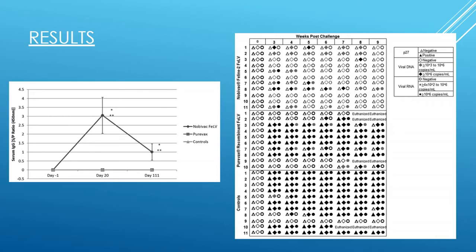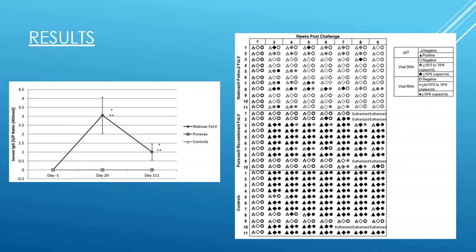The figure to the right shows the P27 antigen, proviral DNA, and the viral RNA results by weeks post-challenge. Cats in the Nobivac group were negative for P27 antigen throughout the post-challenge period. 50% of the PureVax vaccinated cats and 91% of the control group were positive for P27 antigenemia. P27 is a core protein of feline leukemia virus that is produced in abundance in infected cells. The presence of P27 antigen indicates that infection is present.